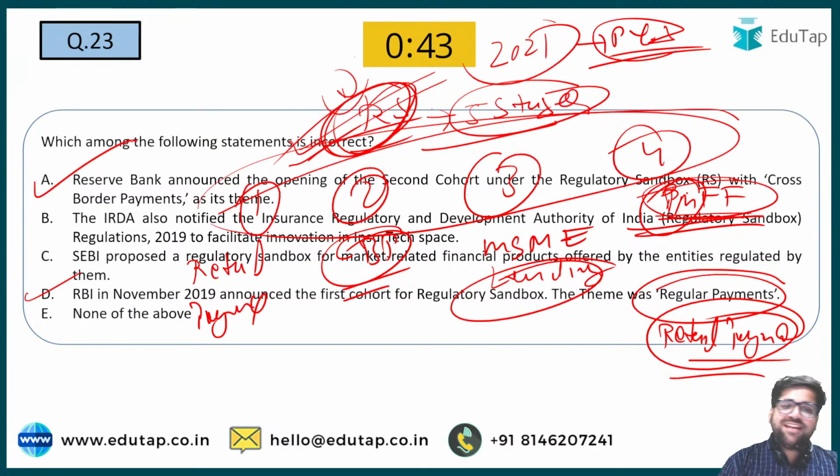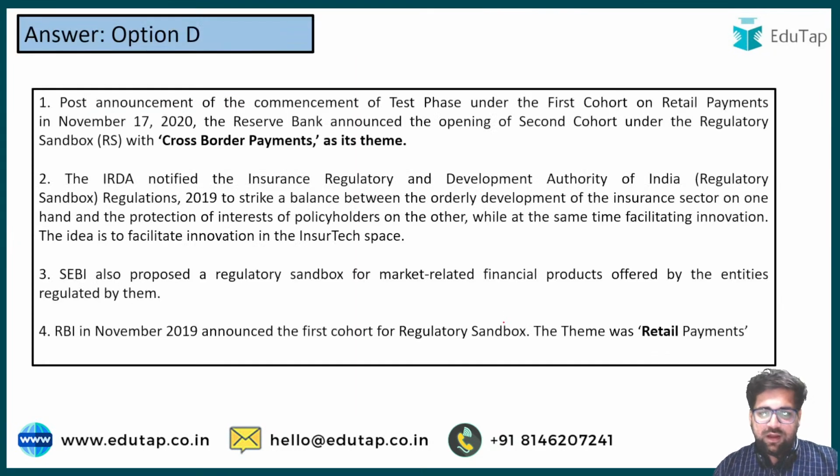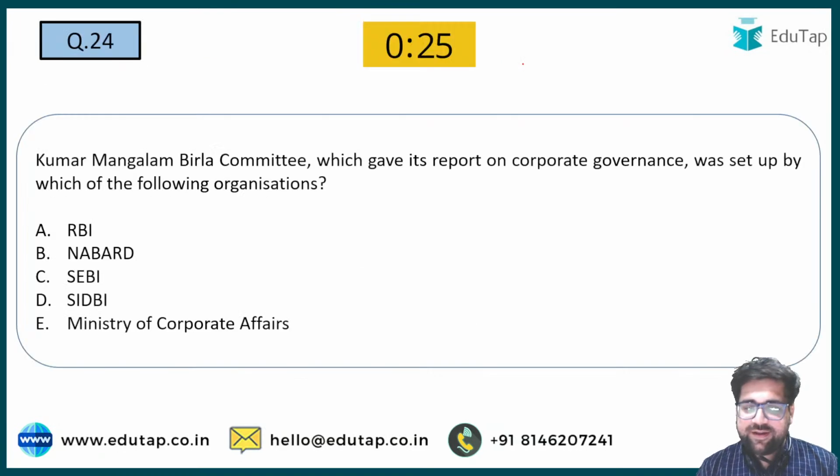So statement A is correct. We have just discussed that the theme of the second cohort was cross-border payments. Now IRDA as well as SEBI are coming with their cohorts. They are following the route of RBI, which is really very good. And statement C is very general in nature, which is also correct. That's why statement D was incorrect, because this is not regular payments. I have discussed it with you. Do read regarding the 5 stages of regulatory sandbox. This is covered in your EduTap notes as well, or if you are not an EduTap subscriber, then do read it on the RBI website.